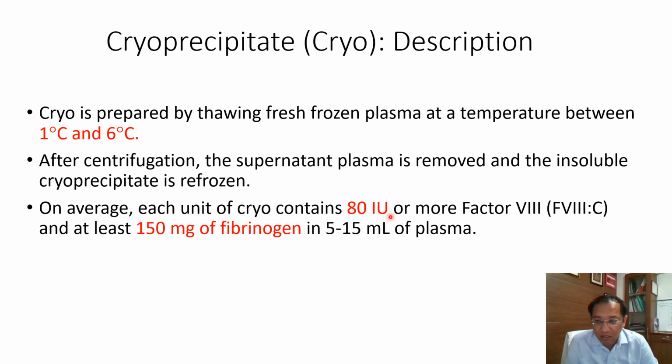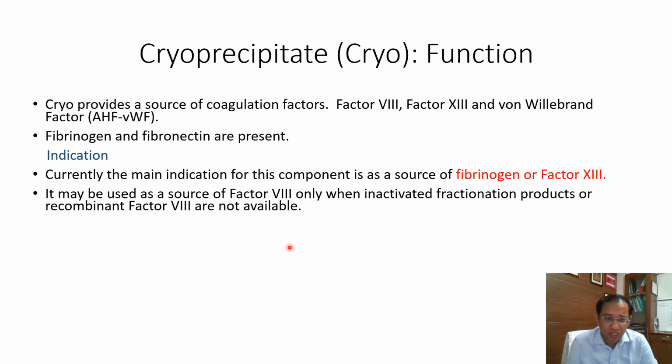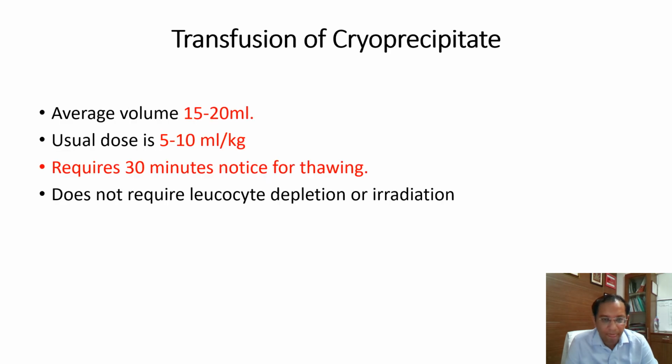Each unit contains mainly 80 international units or more of factor 8, so it can be used in cases of hemophilia when factor 8 concentrates are not available, and at least 150 milligrams of fibrinogen if your quality control is in place. So 150 milligrams of fibrinogen and 80 international units of factor 8. Also, it contains fibronectin, factor 13, and von Willebrand factor. What is the function? Its main indication is as a source of fibrinogen or factor 13.